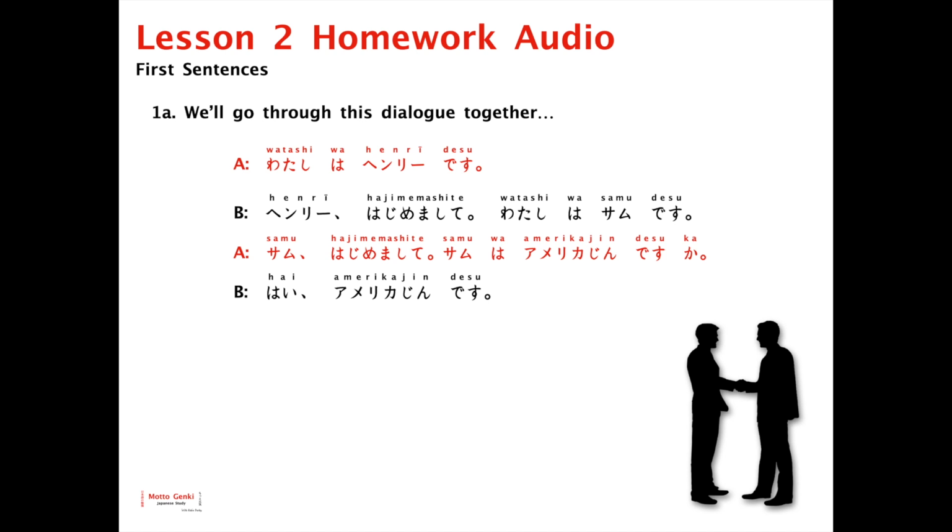And B. はい、アメリカ人です。So, in this, there's a couple of new words and phrases. There is はじめまして and はい。はじめまして means pleased to meet you. Hi means yes.